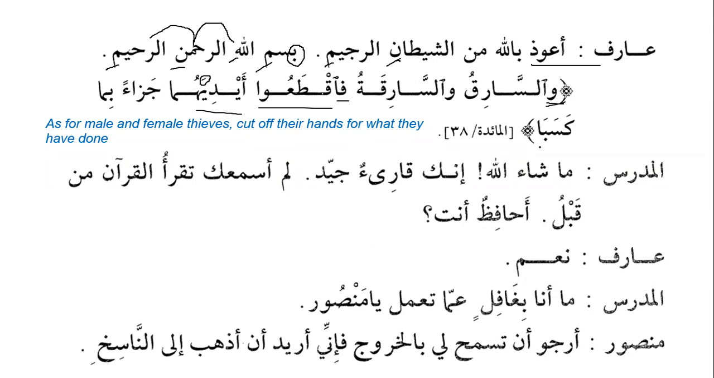Jaza'an bima kasaba, for two, right? So it is basically the compensation for what they have done. Please remember that whenever you say to someone Jazakallah, you must say Jazakallahu khairan, completed, because jaza could be a favor, and it could also be punishment or compensation. For example, here it is used in the context of punishment or compensation. So as for male and female thieves, cut off their hands for what they have done. And here jaza'an is used as hal, and inshallah this kind of hal we will discuss in the coming lessons.